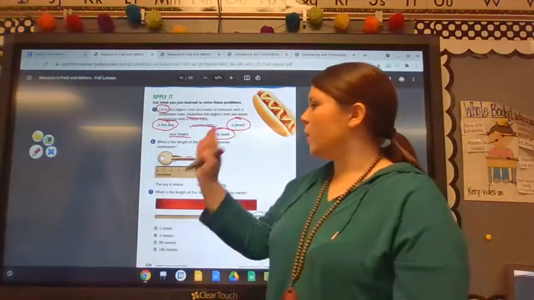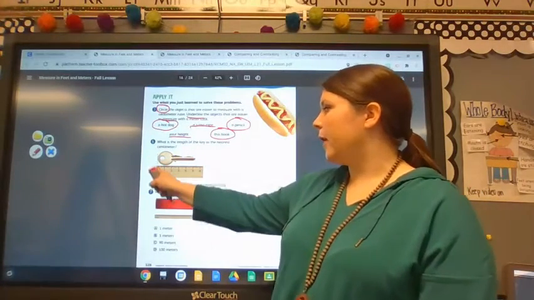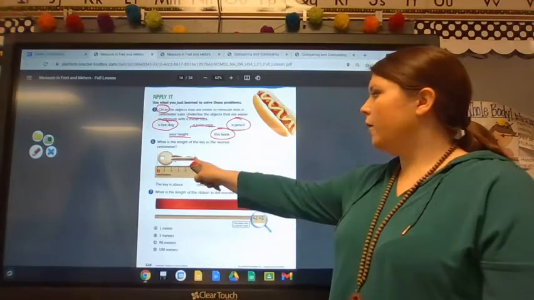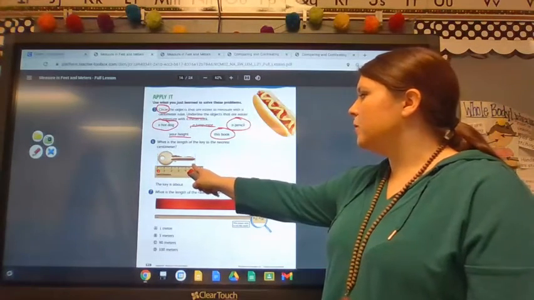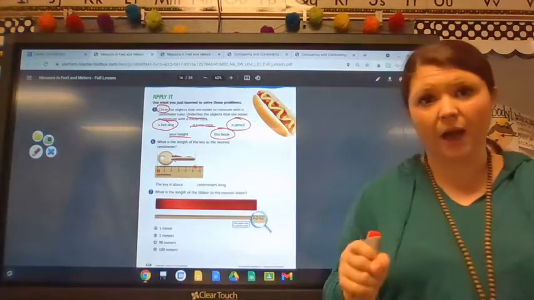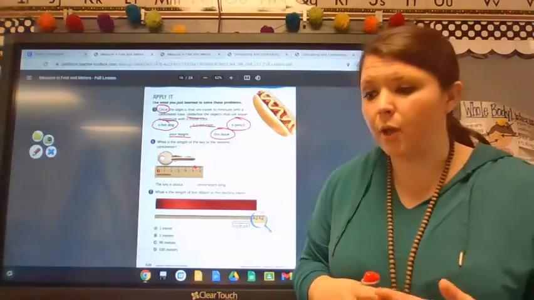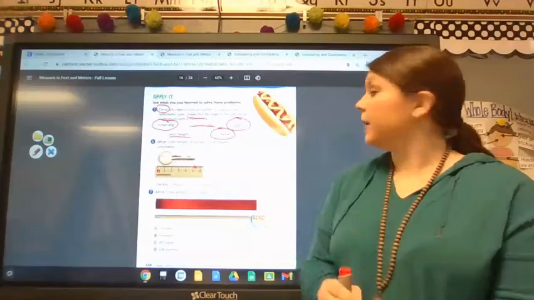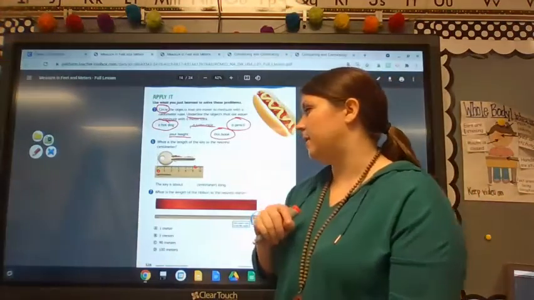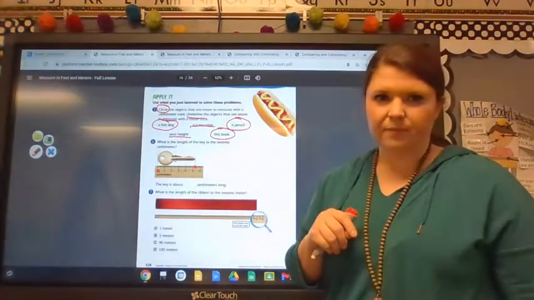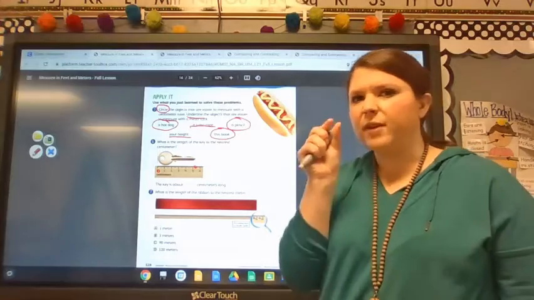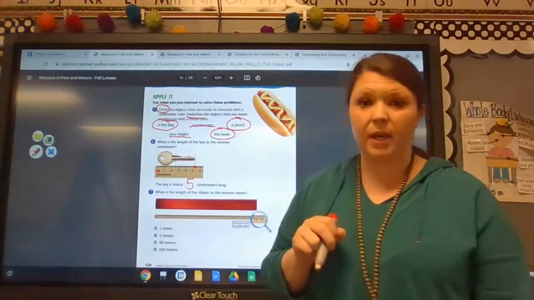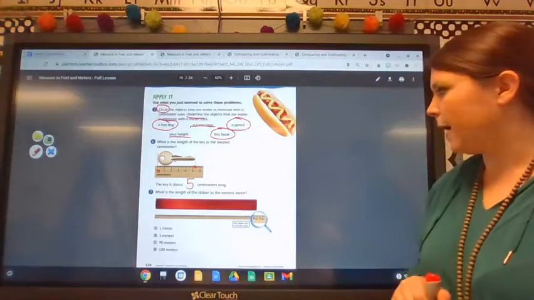All right, so let's look. When we're measuring correctly, we start on the 0. This one has a 0, so our object started there. We go all the way across. When we look at the end, it is right past the 5. But remember, we want to know the nearest. So is it closest to the 5 or is it closer to the 6 centimeters? What do you think? Yeah, it's closer to the 5 because it's just a little bit past it. So the key is about 5 centimeters long, okay?